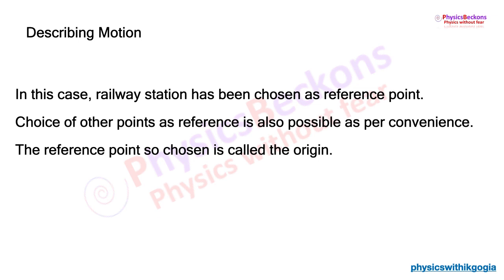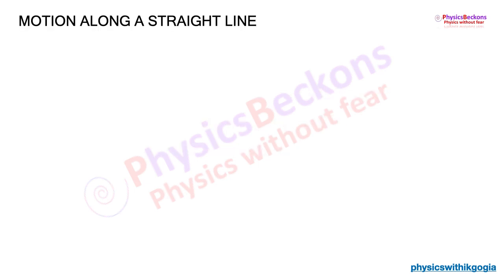Choice of reference point can be different depending on your convenience. The reference point here, the railway station, is called the origin. The simplest type of motion is the motion along a straight line, and we term it as linear motion or rectilinear motion, as stated earlier.